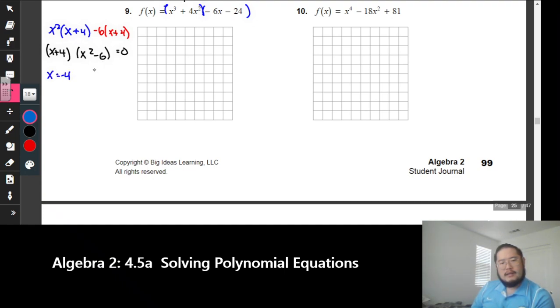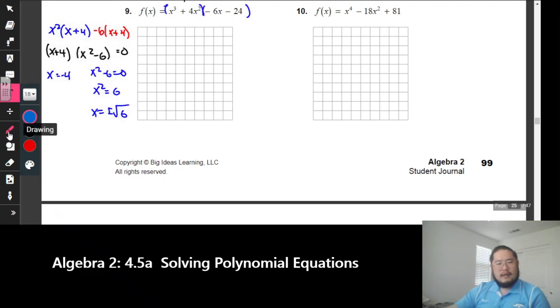Now this one right here, it's x squared minus 6 equals 0. Don't think that just because there's an x squared in it that it's going to be a repeated solution. If we solve this out right here, we'll add 6 to both sides, and then we square root, x is equal to plus or minus the square root of 6. So there's actually two separate solutions. All right, so we've got that right there.